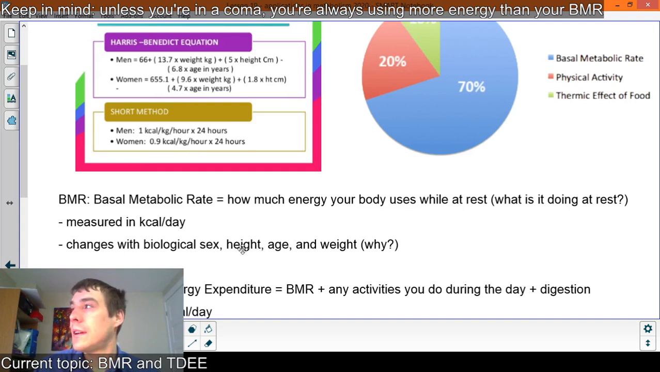Height, same thing, right? More cells means more energy used. Also, more height means your heart has to work harder to push the blood up to your head, so being taller also increases it. And biological sex is basically also based on the number of cells. Men tend to have more muscle cells than women, and muscle cells burn more energy than fat cells do. So that's why sex matters.